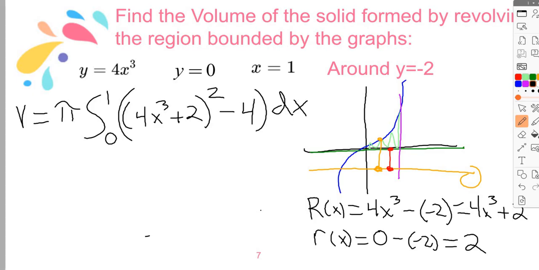Good question. But yes, you're correct that if I was going around x equals -2, it would be 4 instead, because you would want y as your bounds. Agreed.